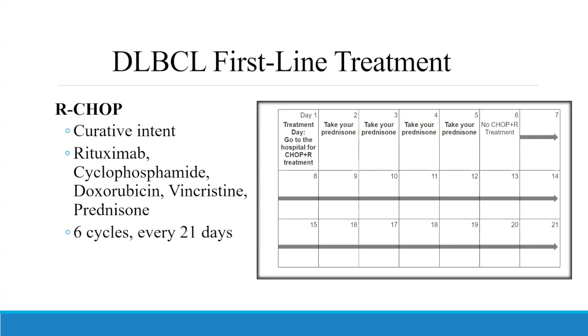So they come to the cancer center on day 1, they get their IV chemo, and then they go home to complete their course of prednisone. This is administered every 21 days for usually 6 cycles.